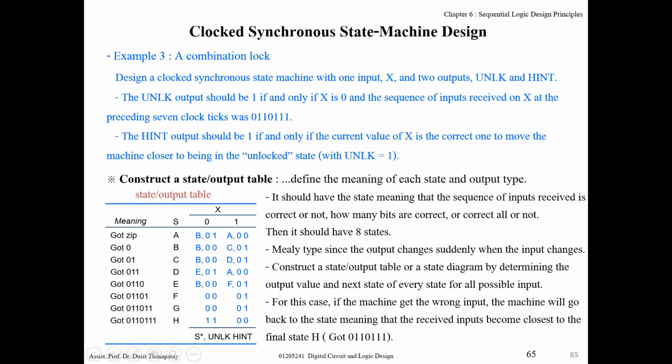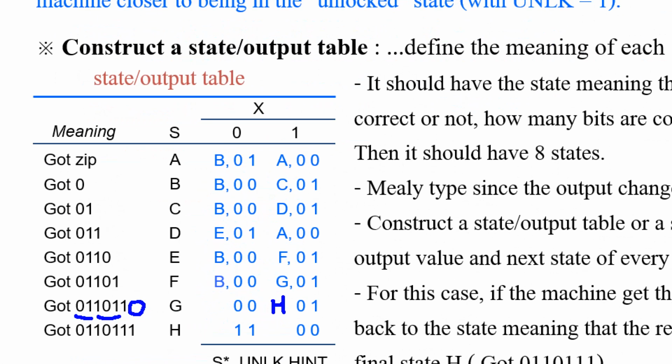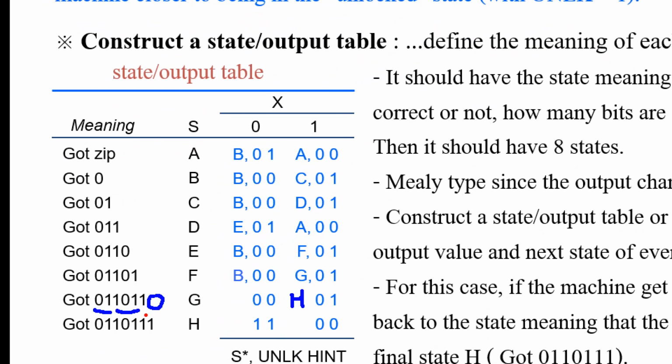Okay, and at state G, for state G already 6 bits are correct, right? If the next input is 1, go to H. But if the next input is 0, okay, it's not correct. It's not correct, but you can reduce this 4-bit, right? 0 1 1 0. Okay, it can be state E, right?